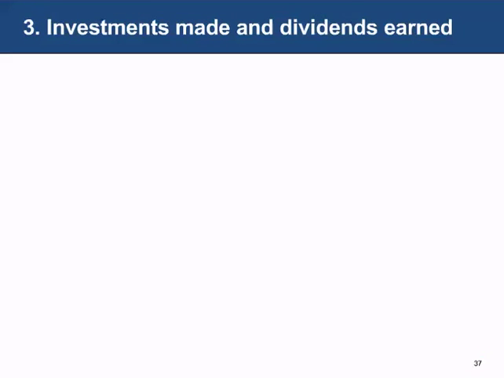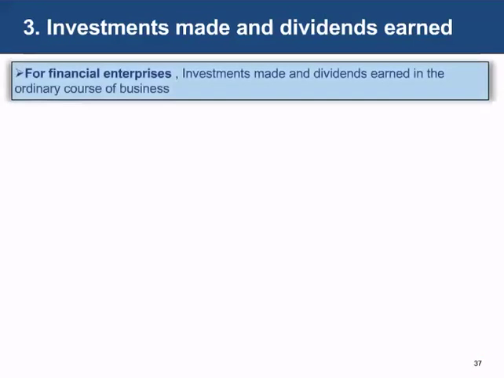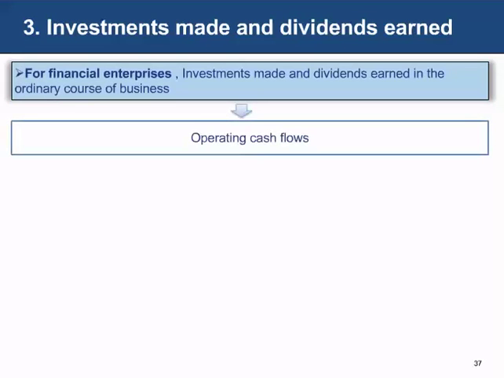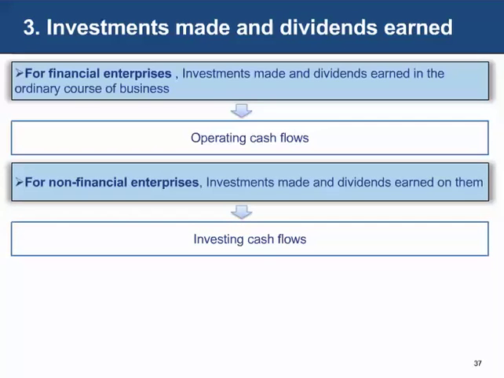Now let's come down to identifying the type of cash flows related to investments made and dividends earned. For financial enterprises, investments made and dividends earned in the ordinary course of business would be classified as operating cash flows. However, similar transactions for non-financial enterprises would be classified as investing cash flows, because non-financial enterprises are not into the business of investments. Thus, investments made and dividends earned on them would not be revenue generating activities for them, and thus any transactions related to them would be classified as investing cash flows.